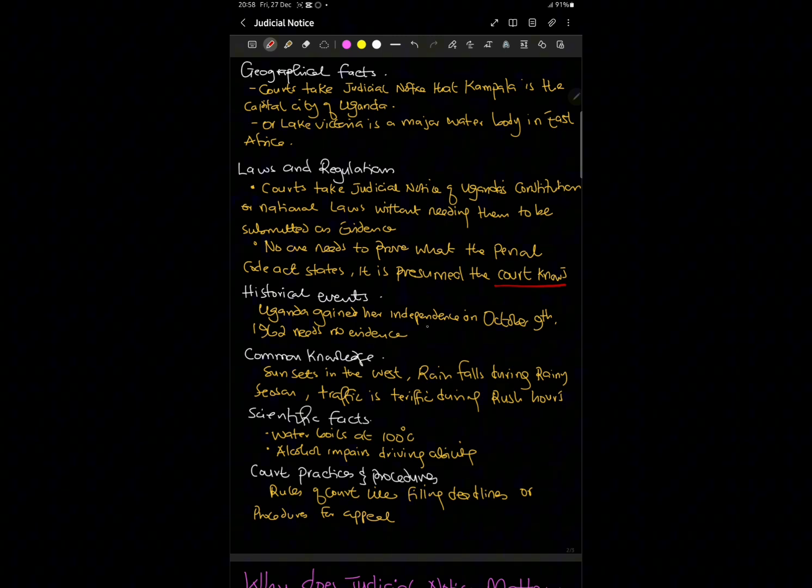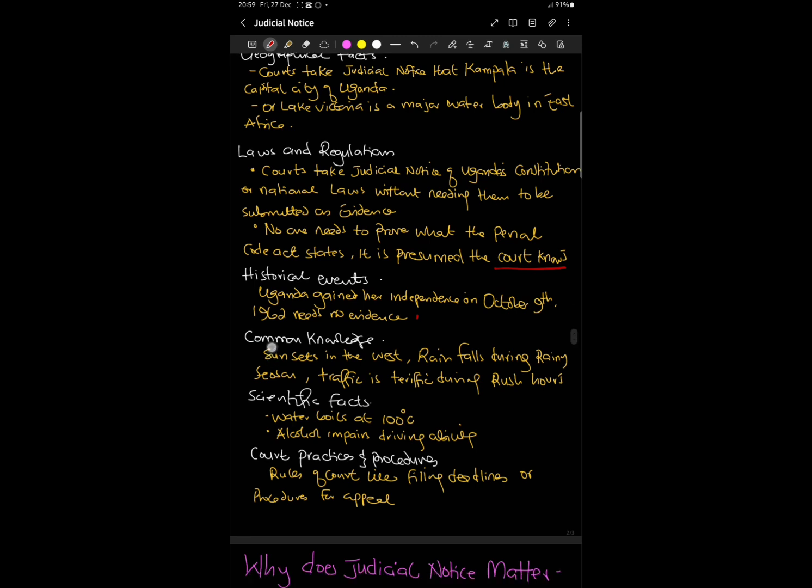Historical events. Uganda gained her independence on the 9th of October 1962. What other evidence do you need? Common knowledge. The sun sets in the west. Rain falls during rainy season. Traffic is usually terrible during rush hours. So there are these basic things that a lay person would literally understand, and we don't need rocket science. That's basically what judicial notice is about.